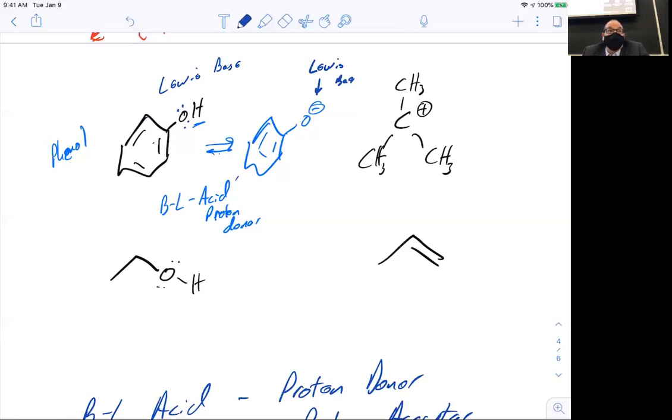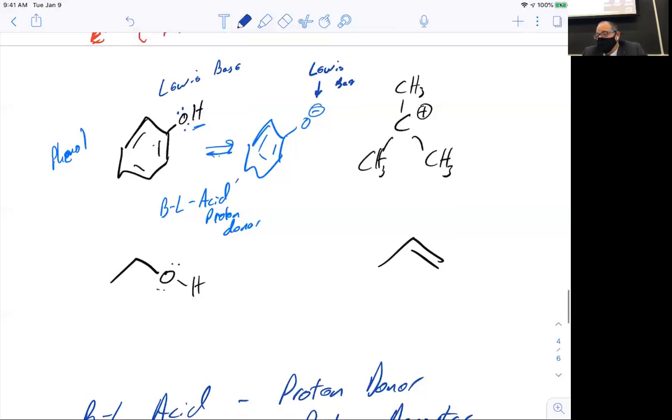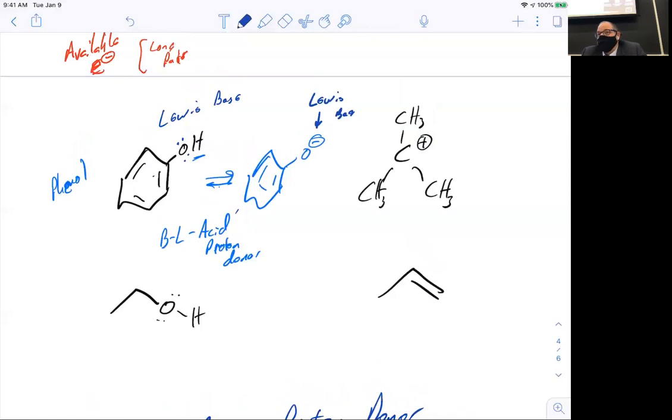Most things can be a Lewis acid and base. Not everything, but most things can be a Lewis acid base. But then if it is a Bronsted-Lowry acid base, we have to look specifically at protons. Can it donate a proton, or can it accept a proton? Okay.